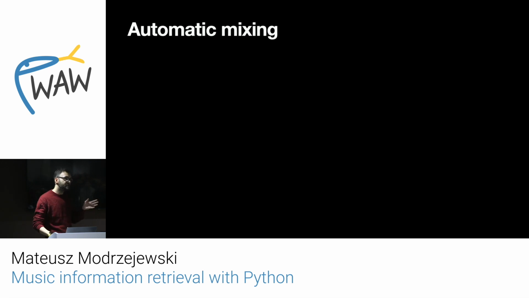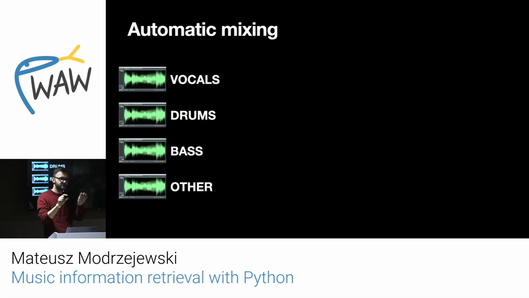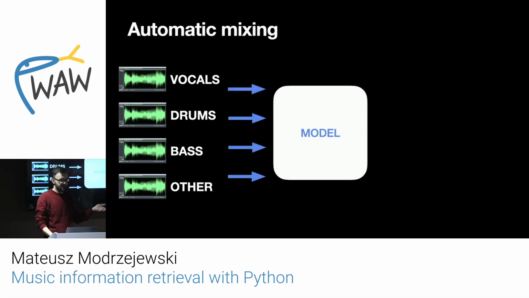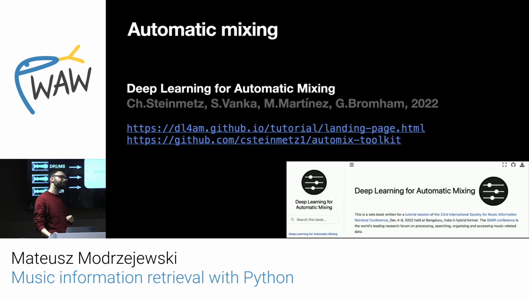Another task might be automatic mixing, which is you start from the stems, so the tracks that contain particular instruments. You once again feed it into a model, and you expect the model to output the final track with the right balance of volumes, with effects, with processing. So this is a pretty non-trivial task, because this is something where you would employ an actual mixing engineer, and it's a very creative process, and it's also difficult. So this is really not a trivial task.